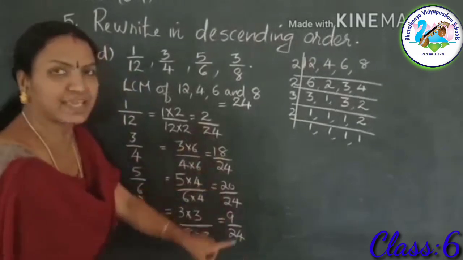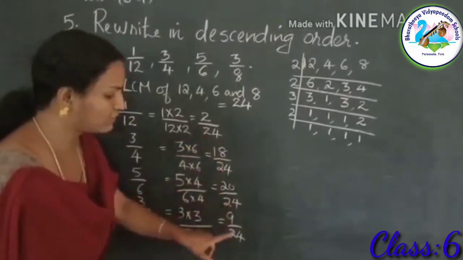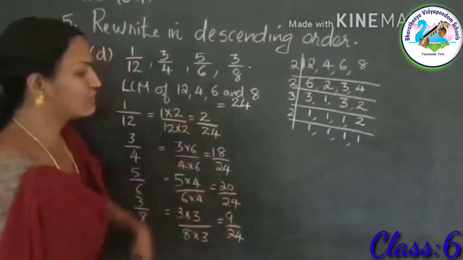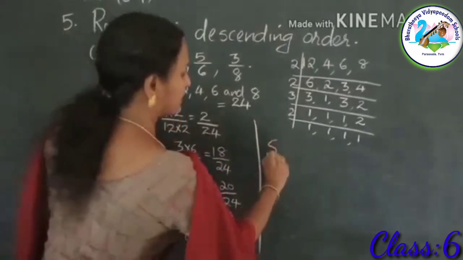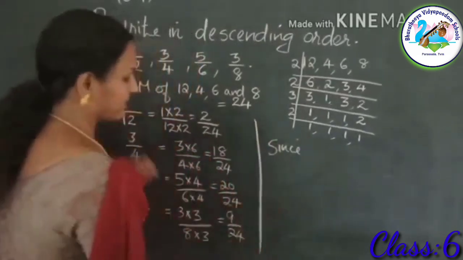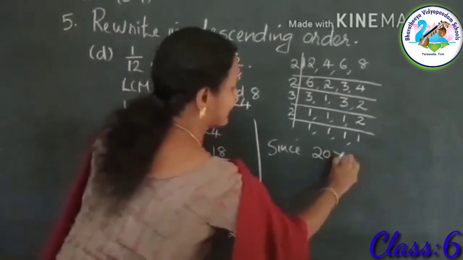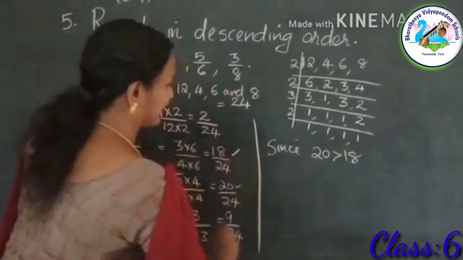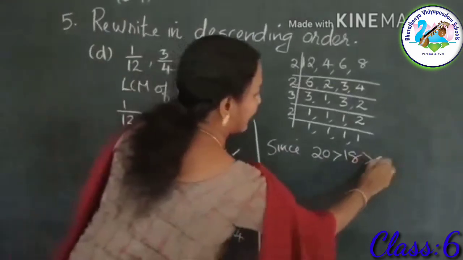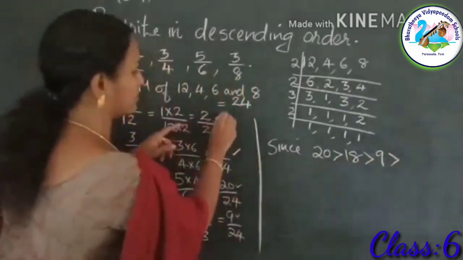Now the denominators are the same, 24, 24, 24, 24. So compare the numerators. Since 20 is greater than 18, is greater than 9, is greater than 2.